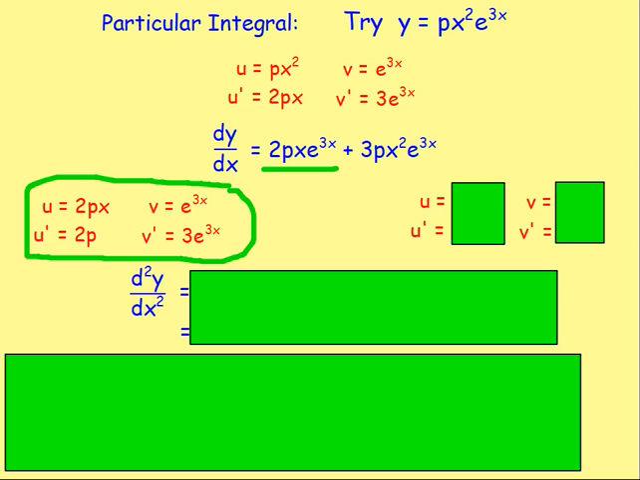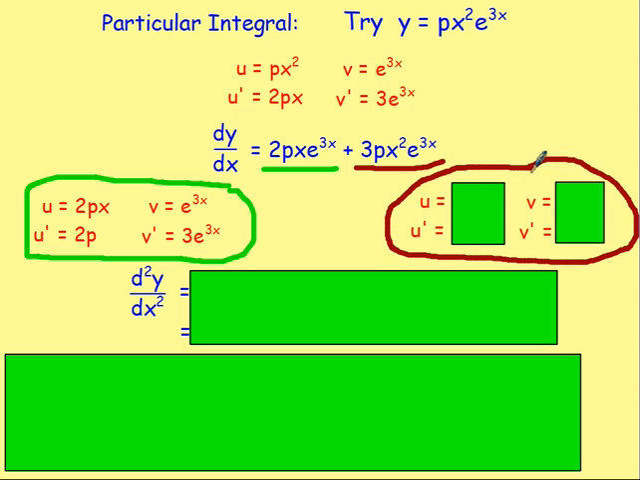But we're also adding on this part here. And for that, once again, we will have to use the product rule. So again, just go to the side. You can choose different letters if you want, but let u equal, again, 3px squared. And u dash, if you differentiate that, you will get 6px. v will equal e to the power of 3x, and if you differentiate that, you still have 3e to the power of 3x.